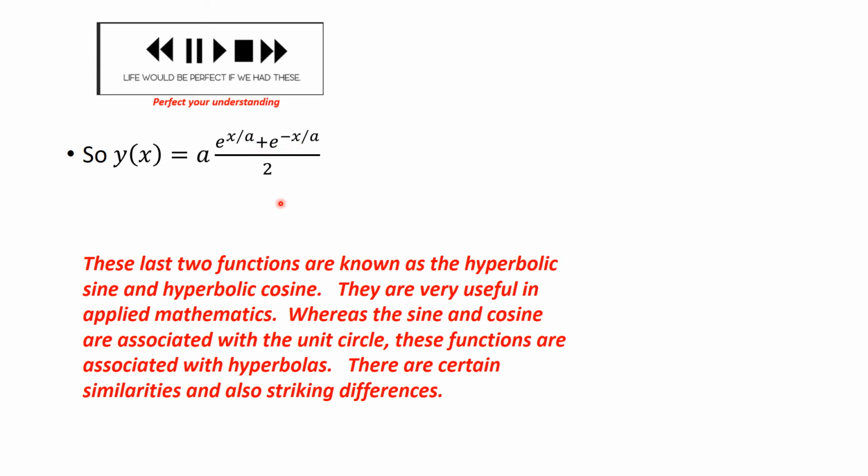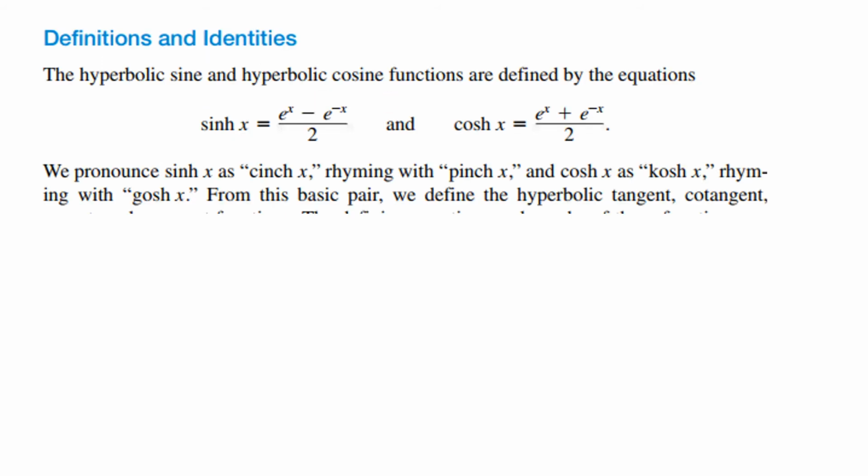Now it turns out these last two functions that we talked about, and you saw how they came up naturally in the applied math problem, are known as the hyperbolic sine and hyperbolic cosine. They're very useful in applied mathematics, and whereas the sine and cosine are associated with the unit circle, these functions are associated with hyperbolas. You'll see that there's some similarities, but also there's some striking differences. Let's review some of these. Well, so here's the definition of the hyperbolic sine, and that's pronounced sinh. And this is the hyperbolic cosine, and that's pronounced cosh.